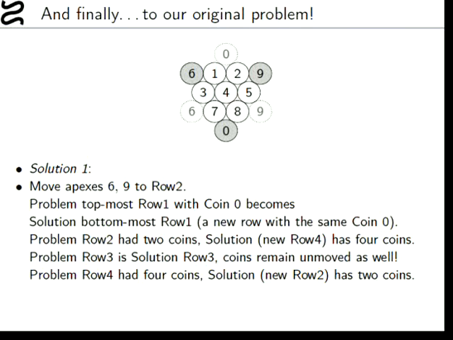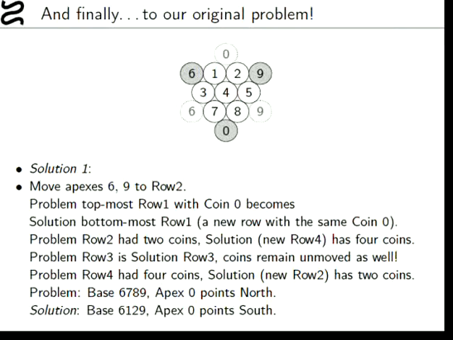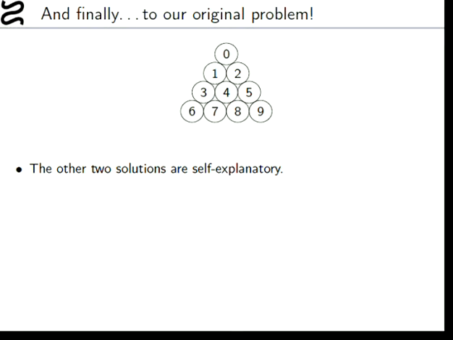The problem figure base contains coins 6, 7, 8, and 9, its apex coin 0 points north. The solution figure base contains coins 6, 1, 2 and 9, its apex coin 0 points south. Solutions 2 and 3 are self-explanatory. Remember that the same 3 coins are moving, coins 0, 6, and 9. This might get confusing. Just trace the source from where each coin moves, and destination of where it moves to.